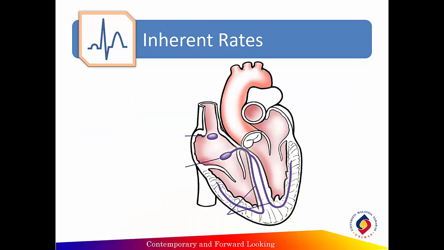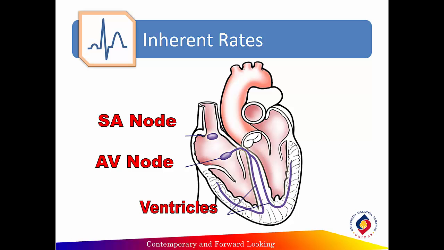The next thing you have to know are the inherent rates of different pacemaker sites within the heart, which control the heart rate. By default, the SA node initiates impulse firing, but in the event the SA node fails to initiate that impulse, other pacemaker sites can take over the role, but the inherent rate for these pacemakers will be slower than that of the SA node.